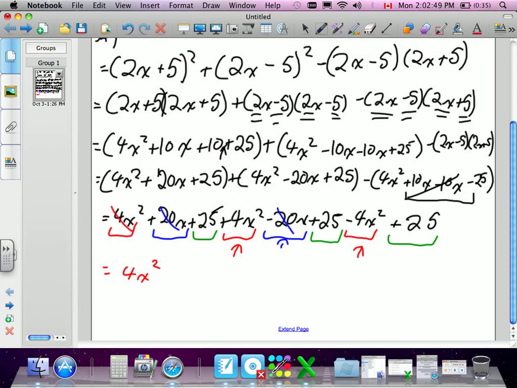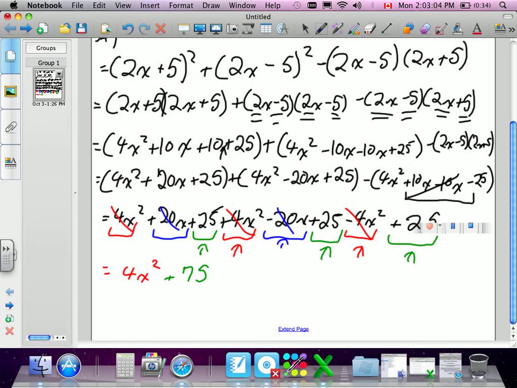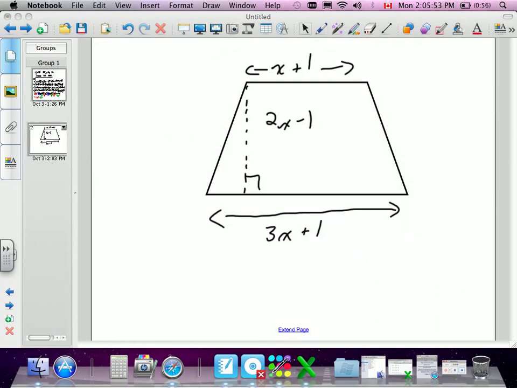Alright, so we've done the red ones and the blue ones. And finally green, 25 plus 25 minus 25, oh no, plus again, 75. So that's what it simplifies to: 4x squared plus 75. Question 10b asks you to find the area of this shape.